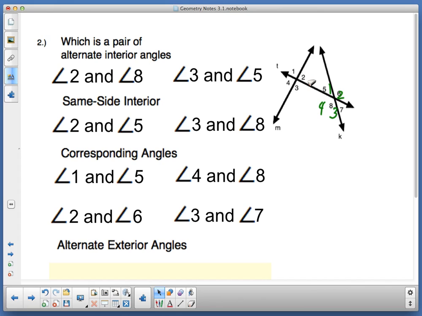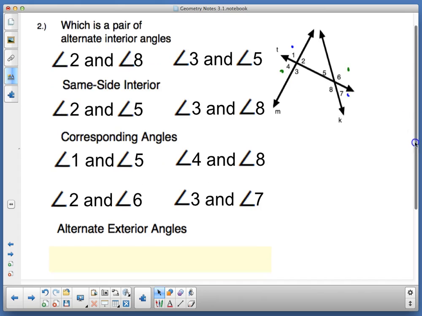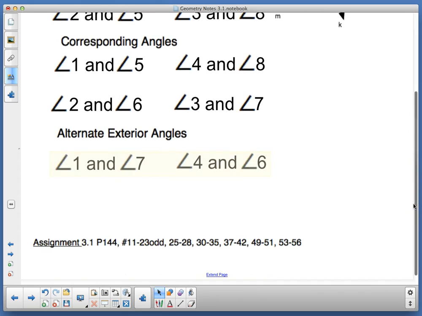And also in this problem, I changed the numbers, so you can't just follow the numbers of the previous ones. Okay. So know that as we're going through. It's not just copying the numbers, it's knowing the positions. My last one, if I'm talking about alternate exteriors, my alternate exteriors are 4 and 6, 1 and 7 as I go through. That's what I've got.